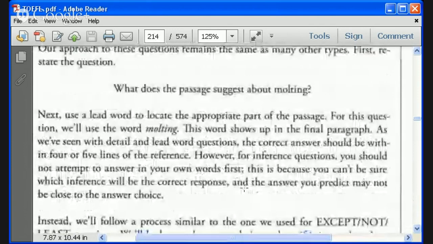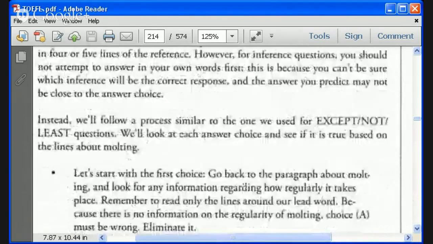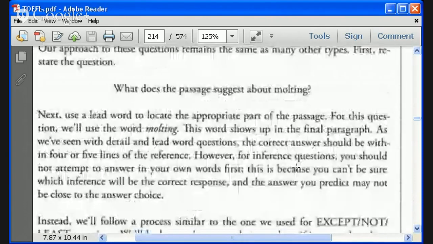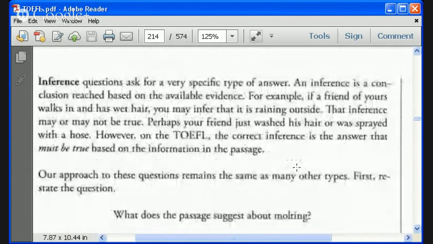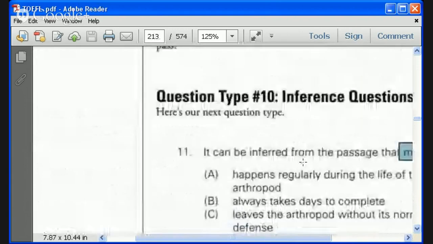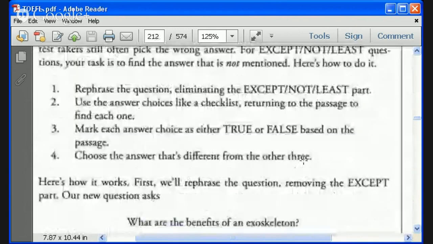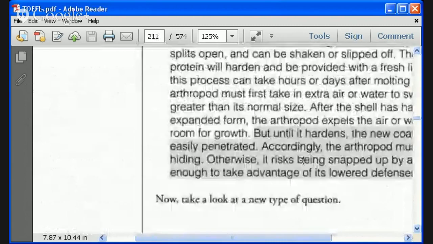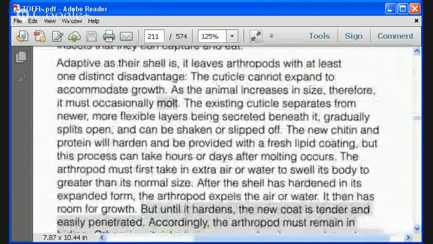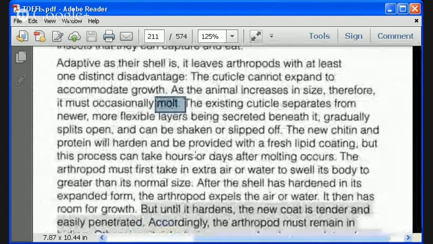Molting does what? Okay, I believe that shows up in... Okay, I guess we have to look. We don't have the passage down here. We have to go back to the passage again. And molting's at the end, so the last paragraph. All right. In fact, molt is one of the keywords here.